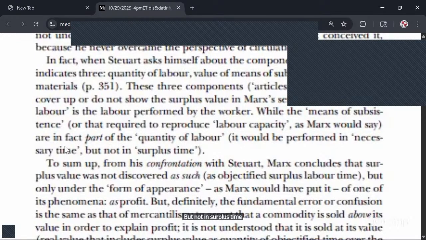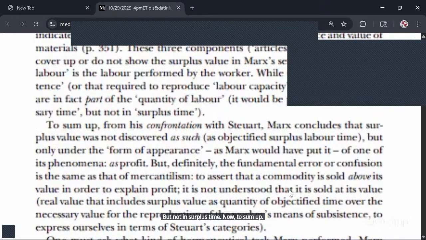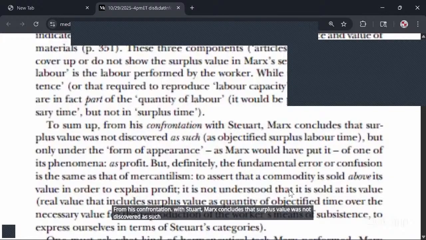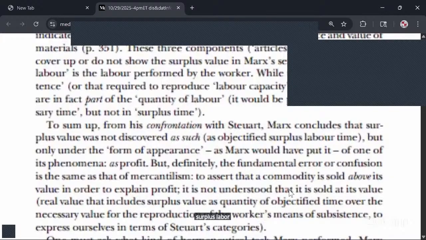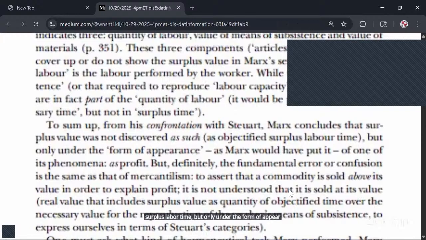Now, to sum up, from his confrontation with Stuart, Marx concludes that surplus value is not discovered as such, as objectified surplus labor time, but only under the form of appearance, as Marx would have put it, of one of its phenomena, as profit. But definitely, the fundamental error or confusion is the same as that of mercantilism. That is, to assert that a commodity is sold above its value in order to explain profit. It is not understood that it is sold at its value.